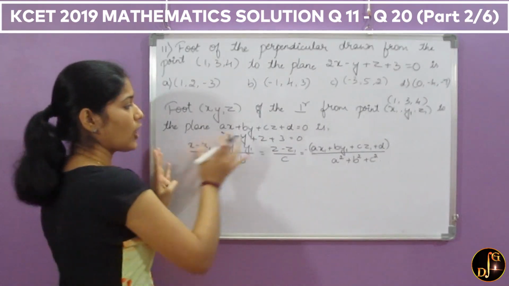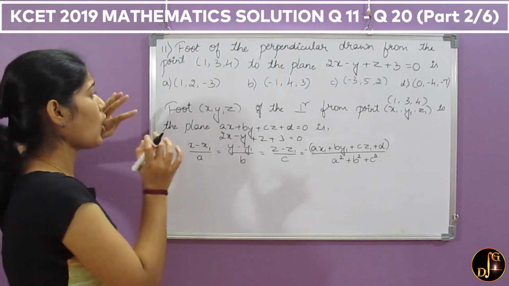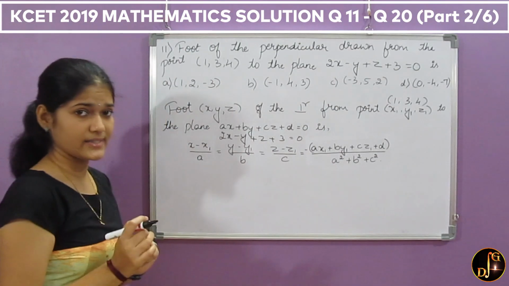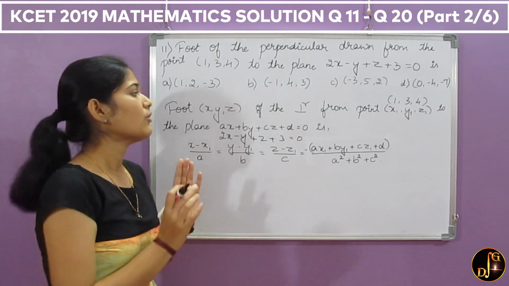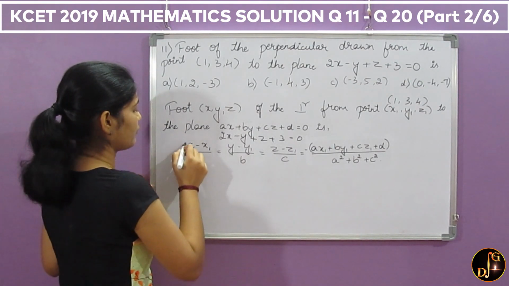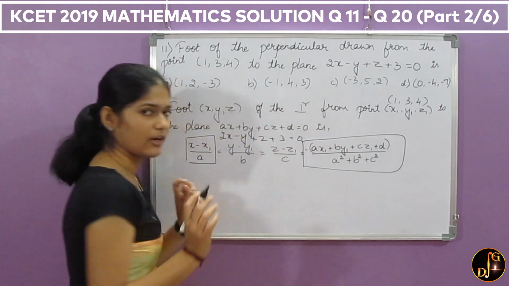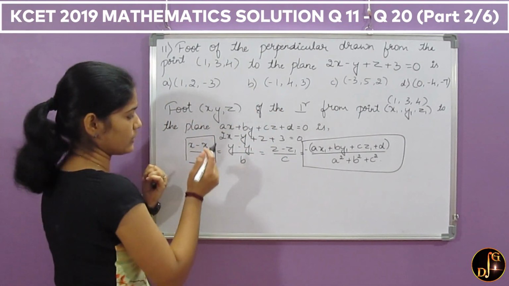Instead of substituting all the values, observe the options. In this, we have different numbers for x. That means it's enough to find the value of x. For that, to find the value of x, we will consider this and this. This is enough, right? We need not find y and z. So, let's substitute the values.